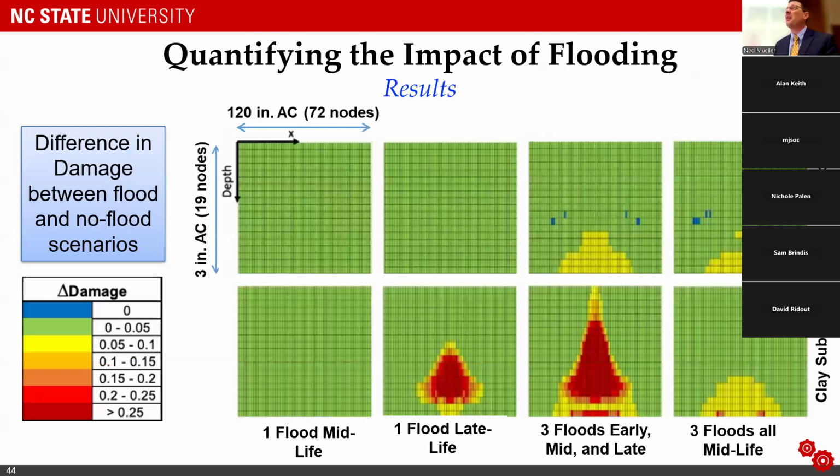Here, the contours aren't quite as fancy looking, but it's the same idea. Red is bad, blue is better, green is better. The colors on the screen are a little bit washed out. But again, what you look at is the timing of flooding and the frequency of flooding and the amount of damage that's existing across the pavement section. And clearly, if we look along this bottom row, if we have more floods and they're distributed at the early, mid, and late stages, we see a lot more damage occurring, okay?